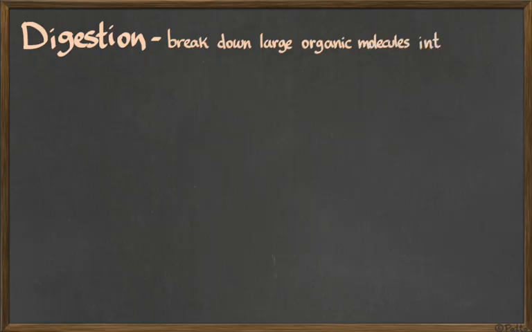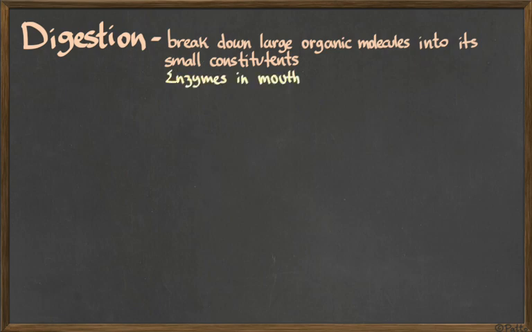Okay, putting things together, digestion, therefore, is the breakdown of organic molecules into small pieces. So digestion is what you do in the beginning of the process. Enzymes in your mouth, stomach, and small intestine are going to be breaking down food during digestion.